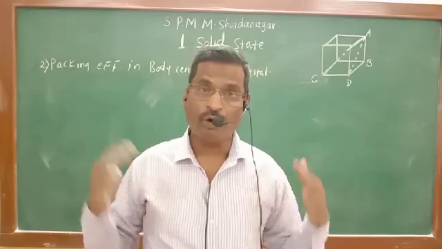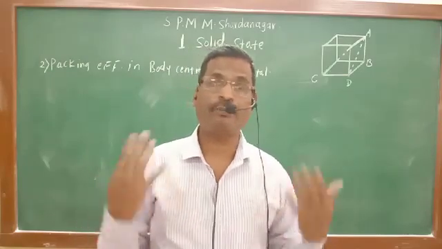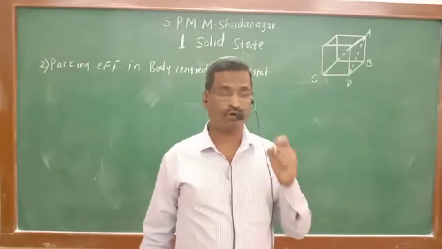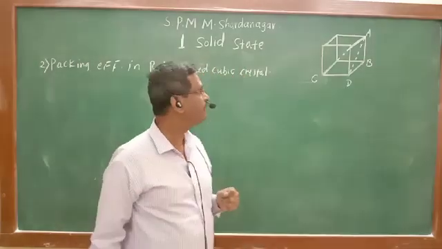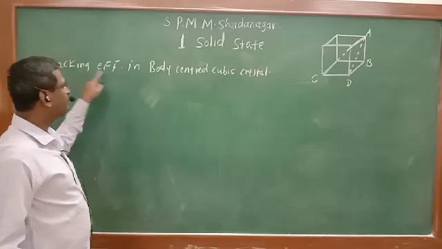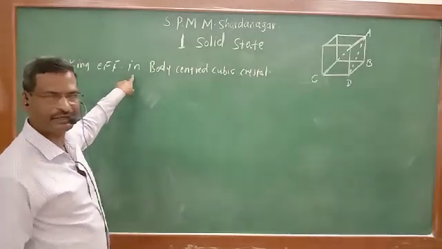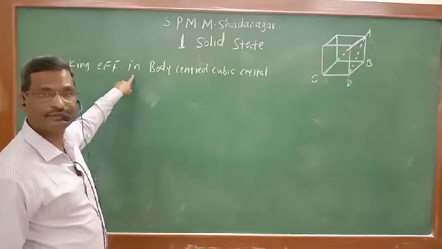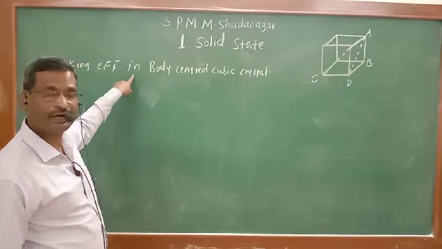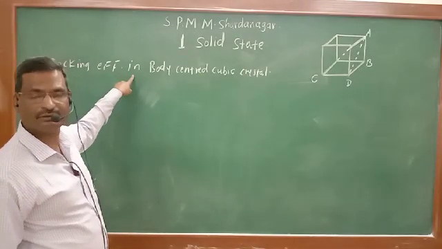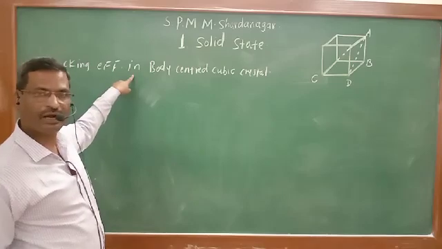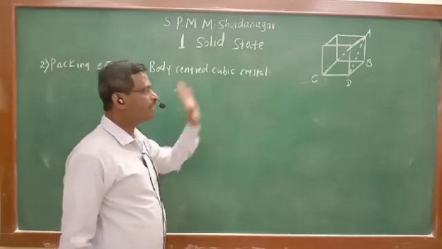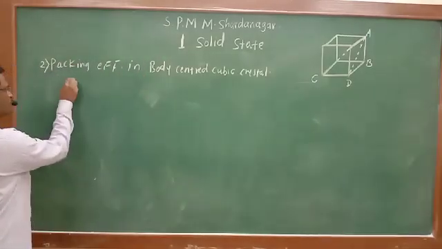So how much part is occupied by 2 particles in BCC? That we have to study. That is nothing but packing efficiency in body centered cubic crystal. Here also find out the radius, find out the radius of that cube and then volume of the cube. So to find out the radius, consider 2 triangles.